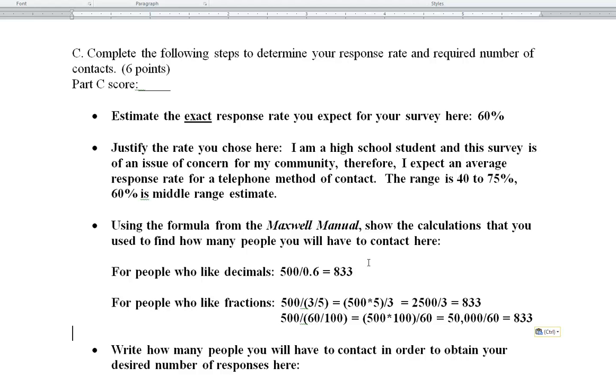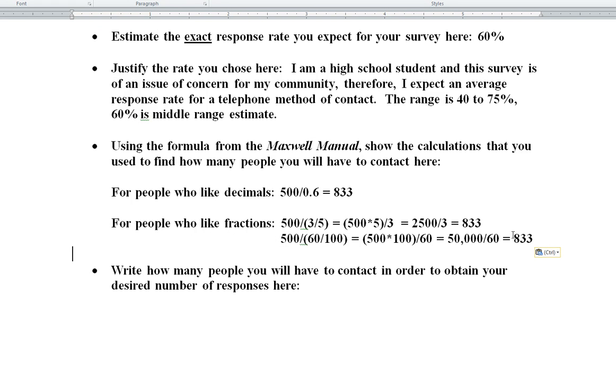Now 0.6 is the same as 3/5. The way we divide fractions: flip the fraction, multiply the numerator by the bottom of the fraction, and then divide by the numerator of the fraction in the bottom. Now remember, any percentage can be represented as a fraction, for example, that number over 100. So if you really want to do it with slightly larger numbers, you could do 500 times 100 divided by 60, and that will get you the same response. So that's one way. And we also have our answer for the last part.